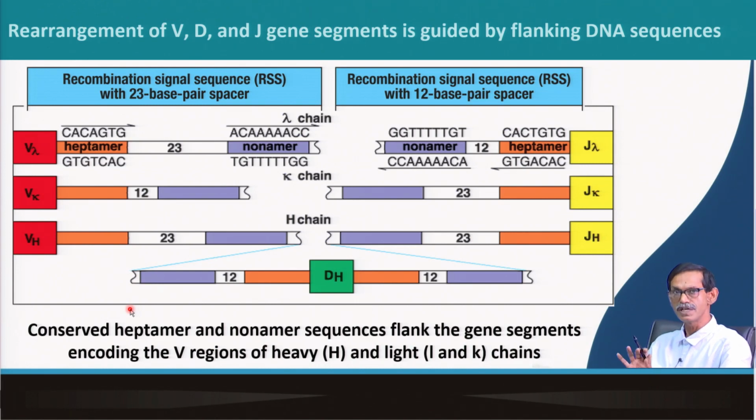So, this is what normally happens in living systems or in biological science. There is every possibility of some abnormalities or some deviation from this kind of rule, but normally VDJ recombination follows the 12-23 rule. Okay.